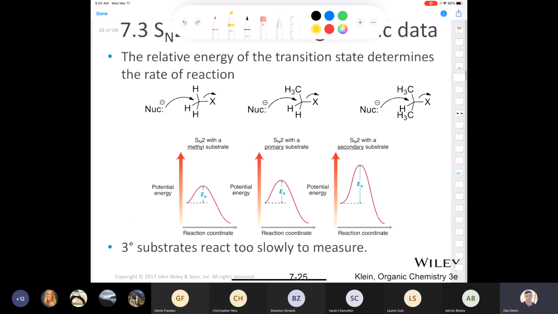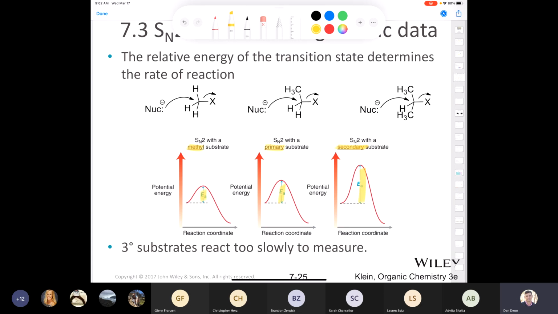Again, if you're the kind of person who needs a picture, if you have a methyl, you can see you have a certain activation energy associated with that. Once you go to a primary alkyl halide, what's going to happen? The activation energy is going to increase. Once you go to a secondary, it's going to increase even more. And tertiary isn't even on here. Why? Because it's so slow, it's immeasurable. Or it's probably measurable to some extent, but it's crappy. It's useless. As organic chemists, we're looking for useful reactions.